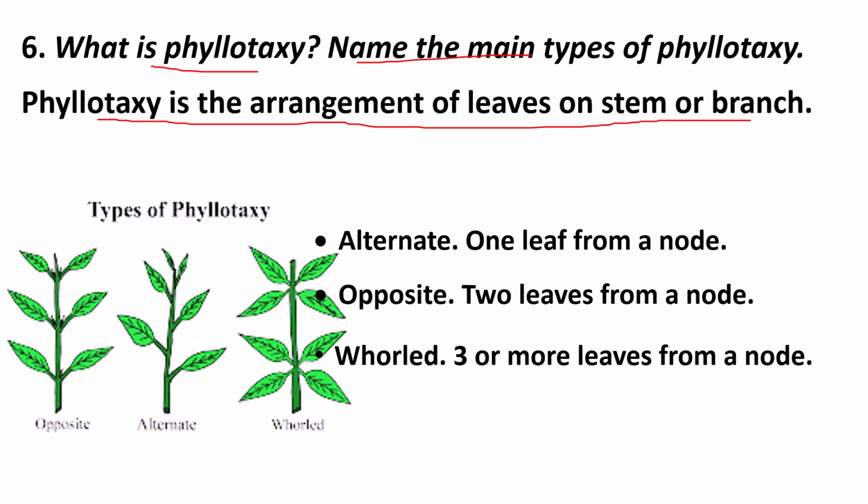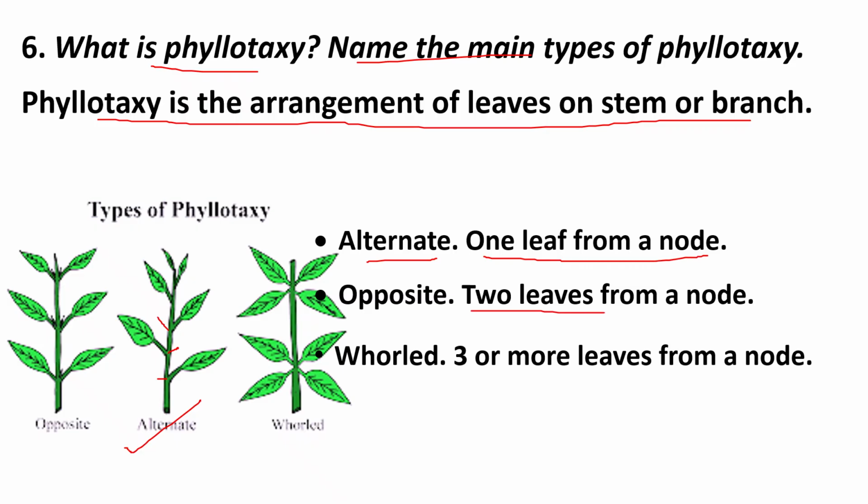Three main types. Alternate. Here, this one. Only one leaf from each node. There is a node, one leaf. There is a node, one leaf. So one leaf from each node. Alternate.